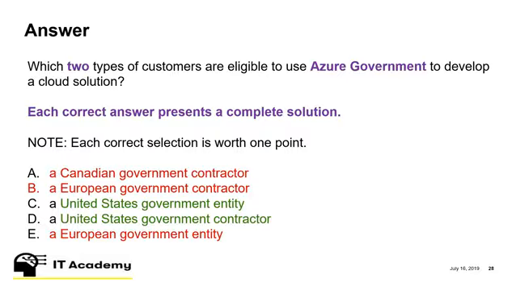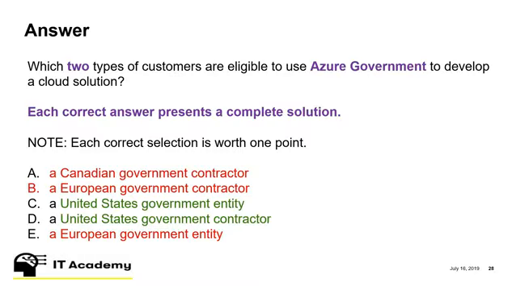Okay, who's eligible to use Azure Government? We have to remember at the time of writing, Azure Government is only available in the United States. It's only there for the United States government. So when we say which types of customers can use that, it's going to be United States government entities, part of the United States government, a United States government directorate or agency or department.